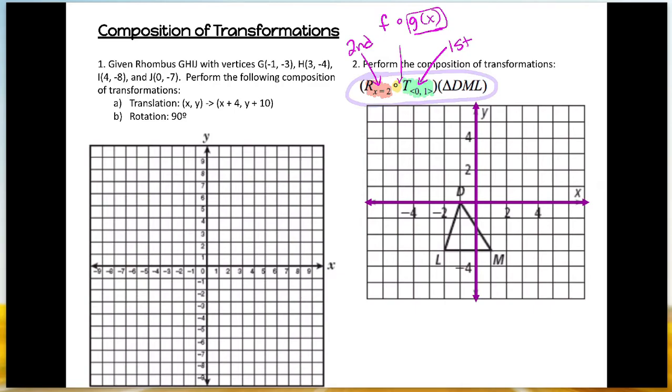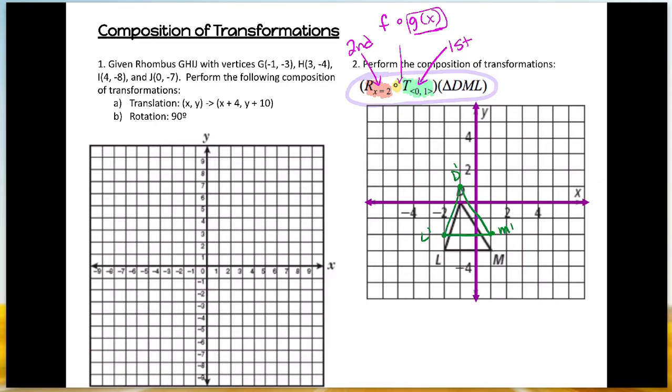We are first going to do the translation, which will move each point up 1. That's the first thing we want to do. So moving D up 1 to make D prime, moving M up 1 to make M prime, and moving L up 1 to make L prime. And that is our first step.